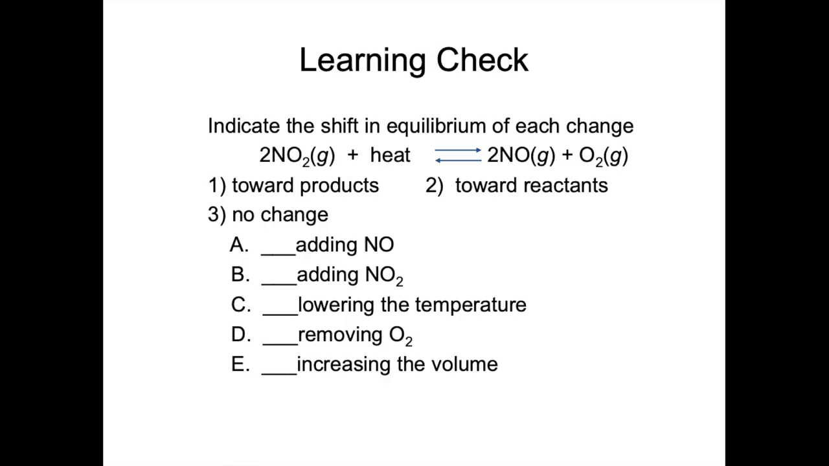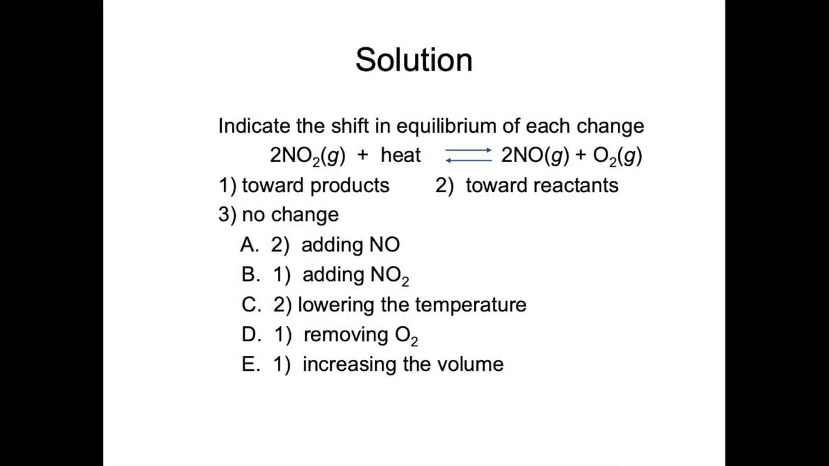Okay, so feel free to pause this video and I'll put up the answers in a second. Okay, so here we go. In that first question, we've added nitrogen monoxide. Now, nitrogen monoxide is a product, so since we're adding nitrogen monoxide, the system wants to get rid of it, so it shifts to the reactant side, because that reverse reaction will use up the extra nitrogen monoxide. Likewise, if we add nitrogen dioxide, which is a reactant, the system will shift towards the product side.